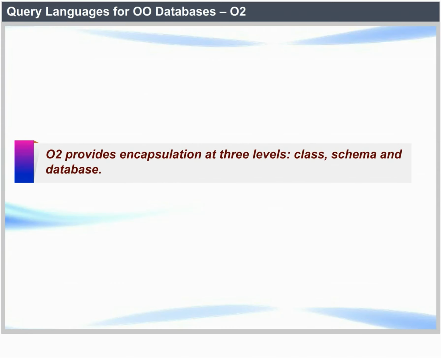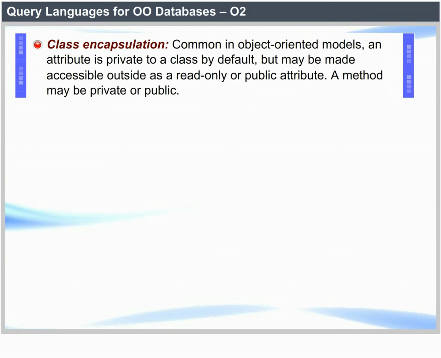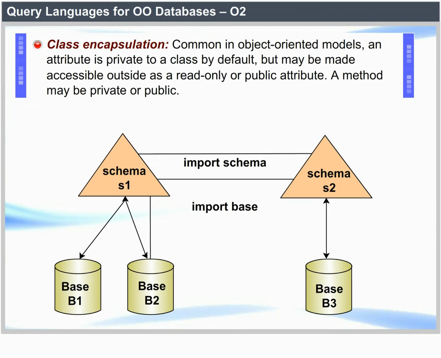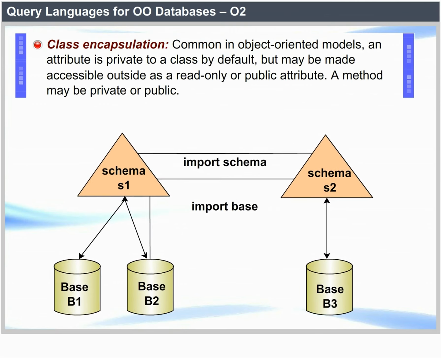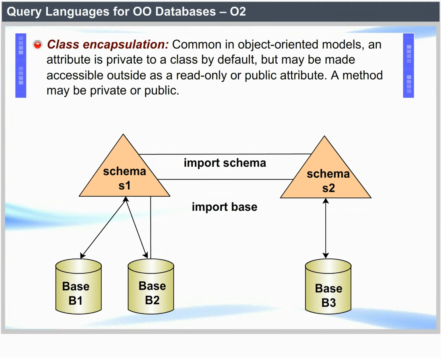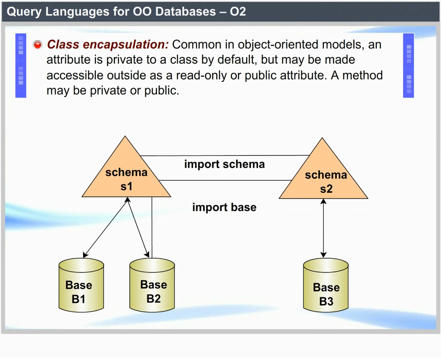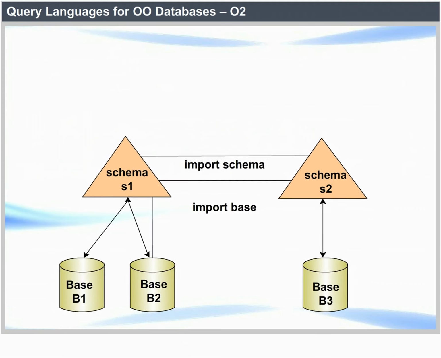O2 provides encapsulation at three levels: class, schema and database. Class encapsulation. Common in object-oriented models, an attribute is private to a class by default but may be made accessible outside as a read-only or public attribute. A method may be private or public.